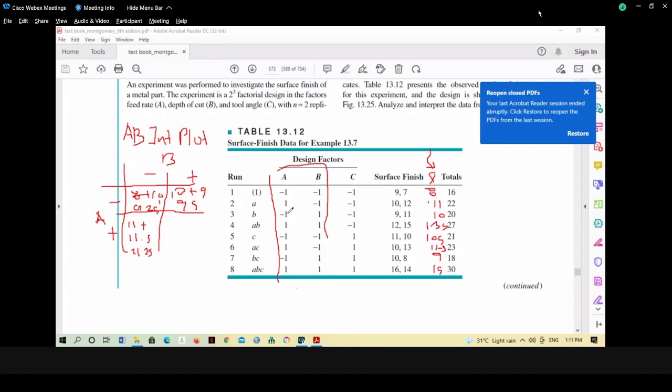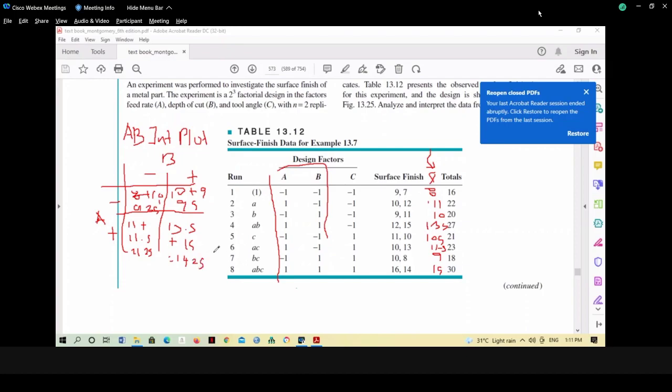So finally, look at A plus B plus. You know, A plus B plus, which is 13.5, right? 13.5 plus 15, the last one. Okay, so you take the average here, you will get 14.25. I think you can follow.